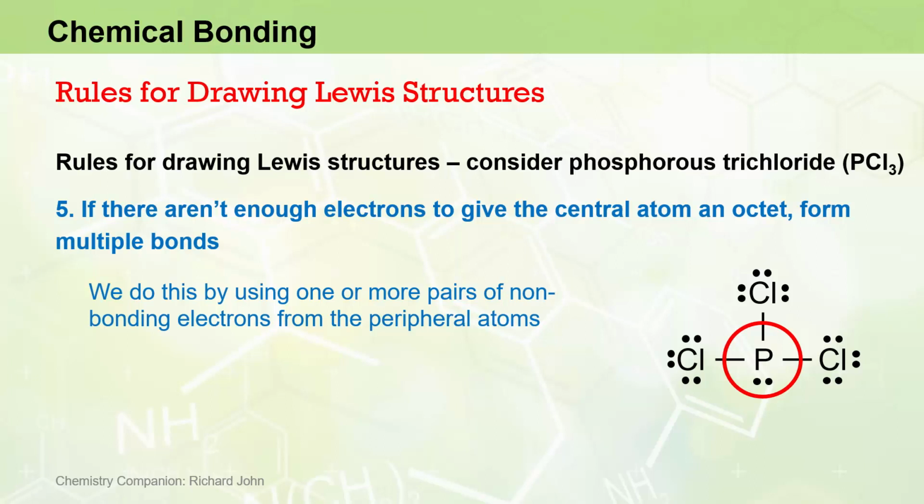Similarly, we can also note that all 3 peripheral chlorine atoms have 8 valence electrons and also obey the octet rule, with each chlorine atom having 1 pair of bonding electrons and 3 pairs of non-bonding electrons. So in this case, for step 5, we don't have to do anything. This molecule does not have any double or triple bonds, and this structure here is the completed Lewis structure for PCl3, phosphorus trichloride.